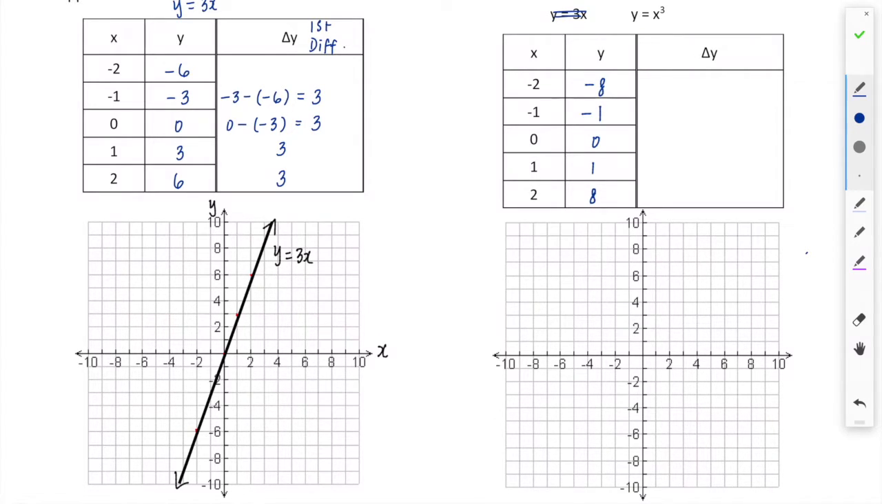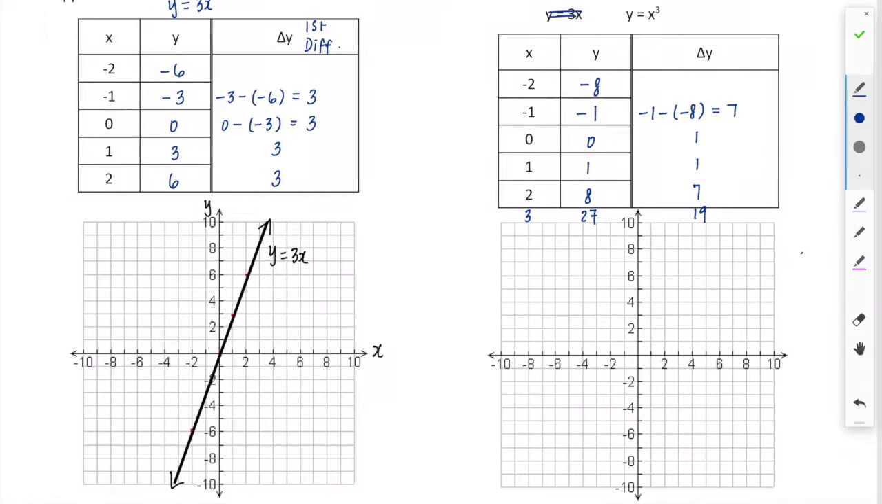So once again, let's work out delta y, the first difference. So negative 1 minus negative 8. This is really 8 minus 1, 7. 0 minus negative 1, that's 1. 1 minus 0 is 1. 8 minus 1 is 7. Okay, now what if I continue? Well, if x is 3, I get 27. 27 minus 8, that will be 19 already. Okay, so we can see that the delta y values, the first differences, are not constant in this case.